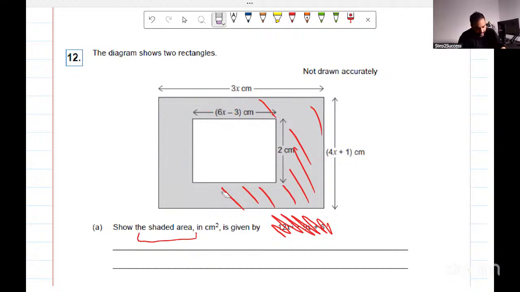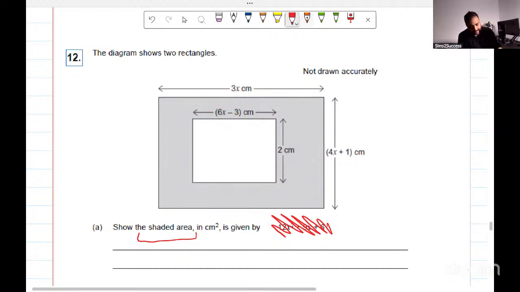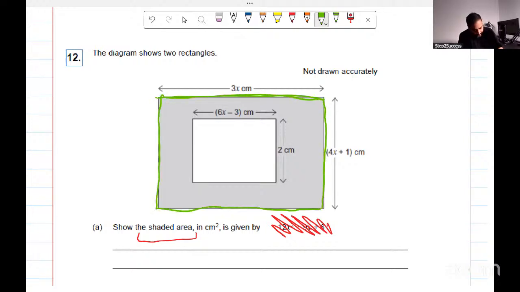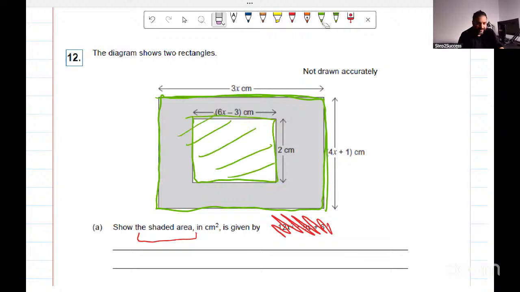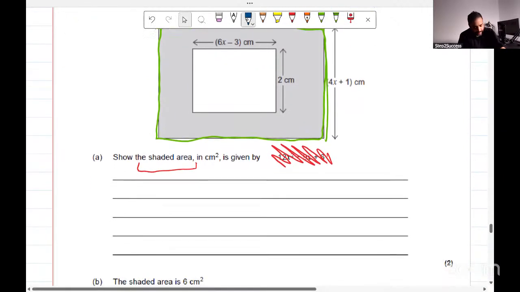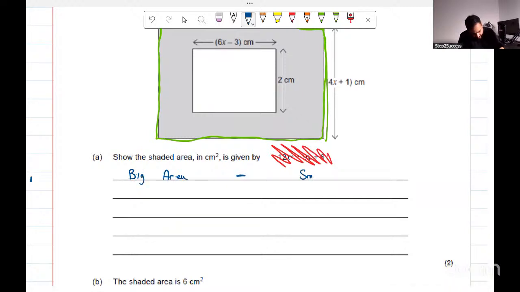Now, how would you find this shaded area? Well, the only way to do this is to find the area of this entire big shape and then take away from that the area of this small shape. That will leave you with the bit around the outside. So I like to write down something like big area minus small area, just to make it really clear as to what I'm about to do.